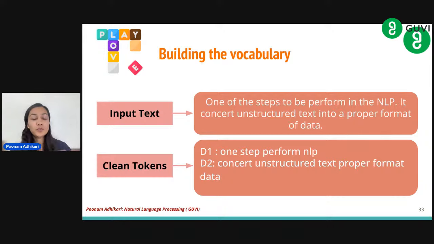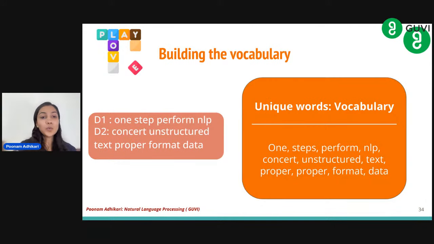Now, when we have these two documents, or if we are having 10 documents, or 100 documents, or 1,000 documents, what we are going to do is fetch the unique words out of those documents. That is, one is a word, steps is a word, perform is another word, NLP is another, concern is another, unstructured is another, text is another, proper is another, format is another, and data is another. Only unique words will be written, not twice. If a word is appearing a second time, then we are not going to repeat that. Only the unique words are going to be considered.